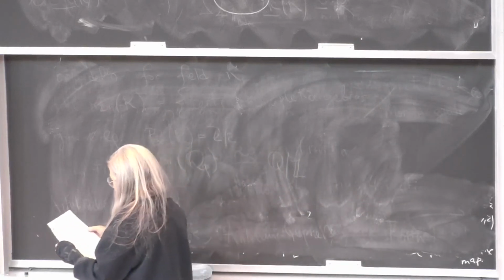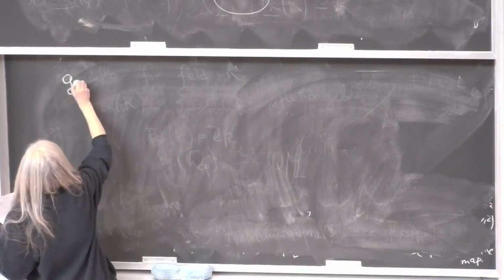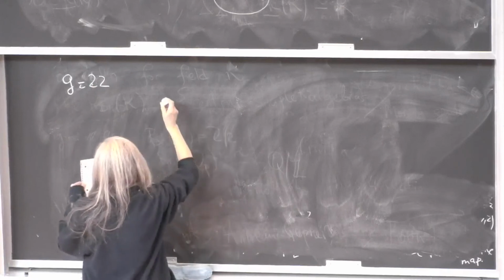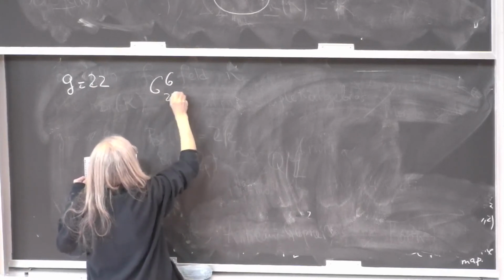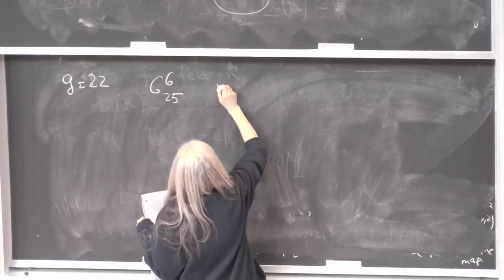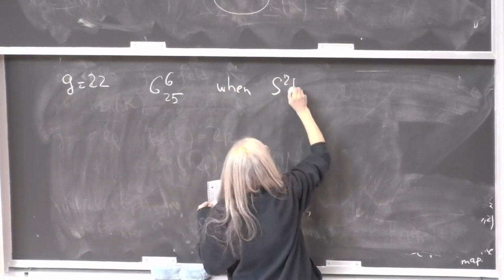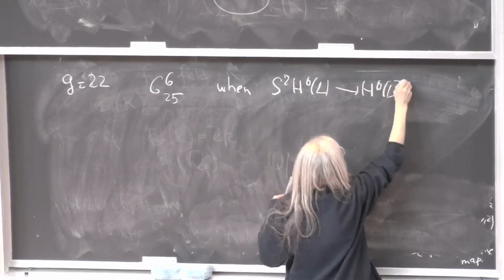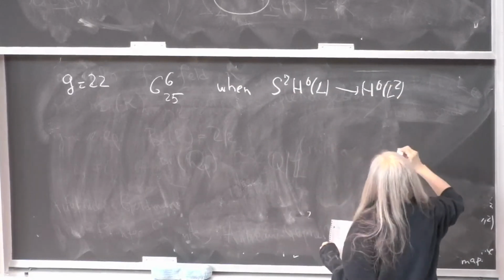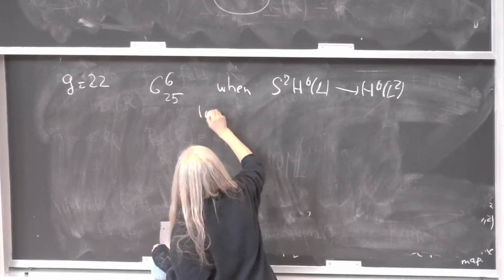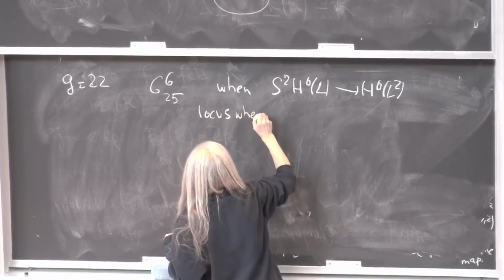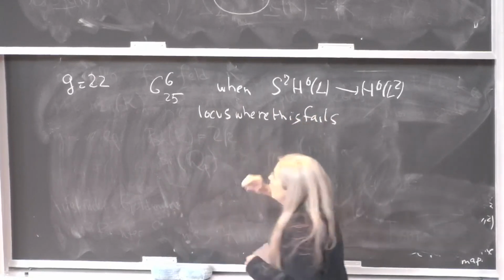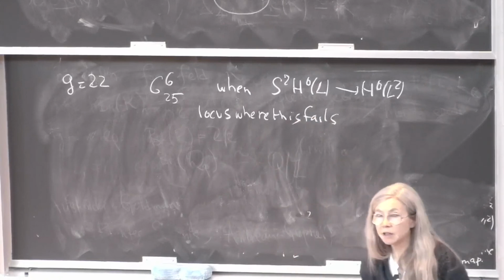So for genus 22, you should look at G^6_25, when the map from S^2 of H^0(L) to H^0(L^2) has the expected dimension, so the locus where this fails. If you compute the numbers, you expect to have a divisor in M_g.